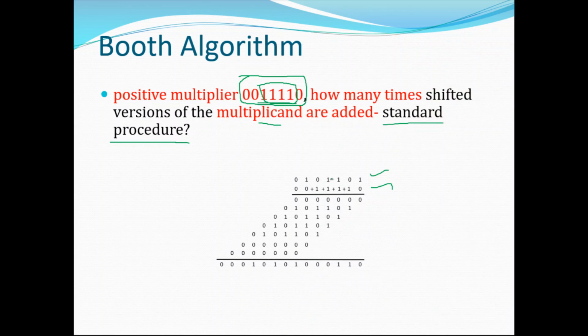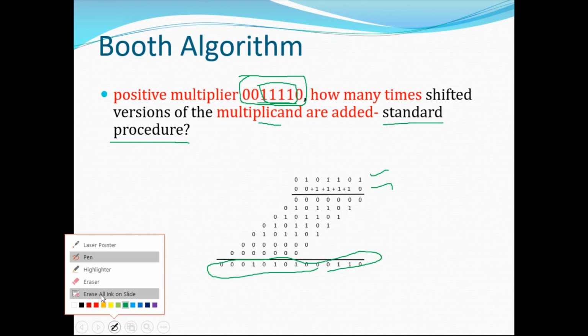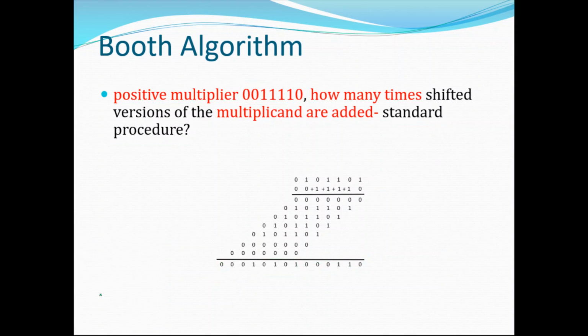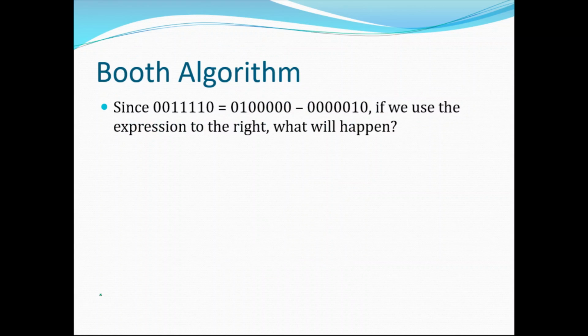This we have already discussed, so you can check. This is the normal multiplication. But from this, what has Booth inferred? What is the intuition? That is what we are going to learn in this particular lecture mainly.